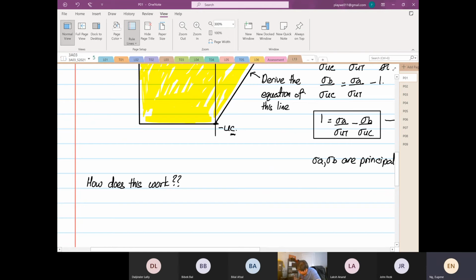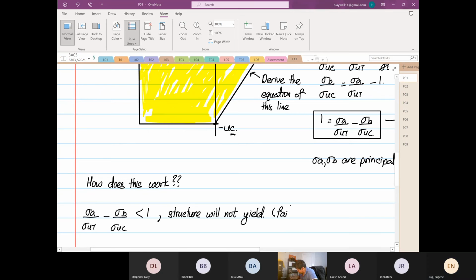So when stress A over stress ultimate tensile minus stress B over stress ultimate compression is less than 1, the structure will not yield. Or some books say will not fail, because it's brittle. Brittle has very poor ductility.